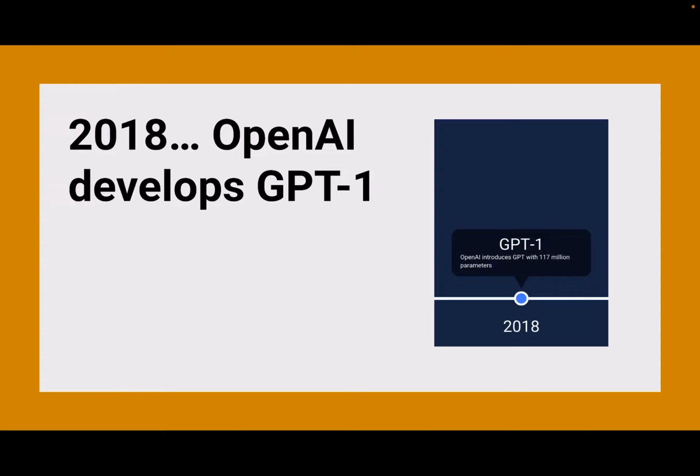Then we have, in 2018, researchers at OpenAI creating a new language model called GPT-1, which actually stands for Generative Pre-trained Transformer. And it was trained on a massive amount of text data and was able to generate coherent and contextually appropriate text in response to different prompts.